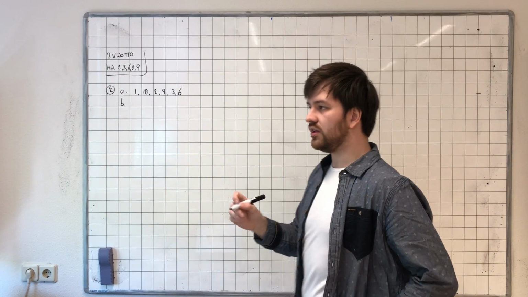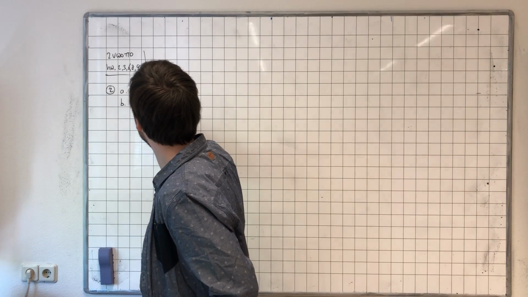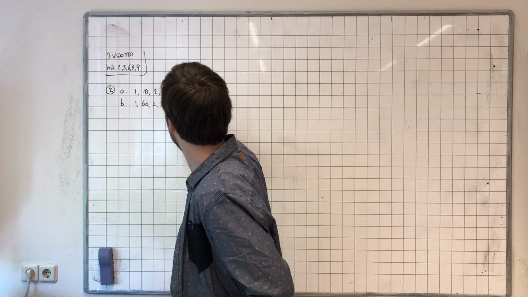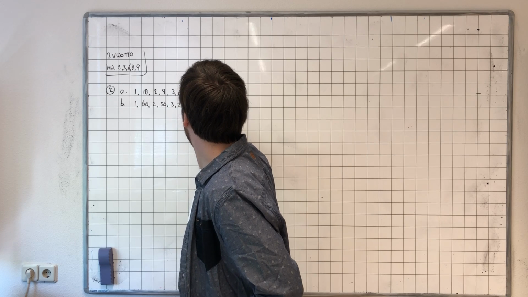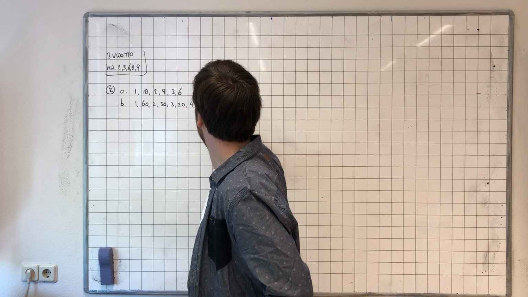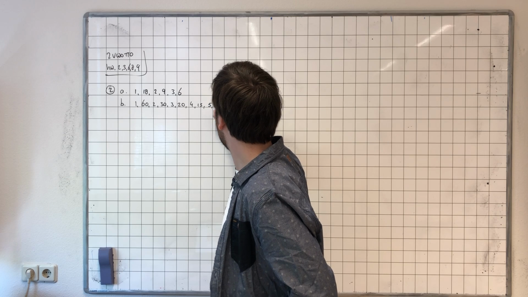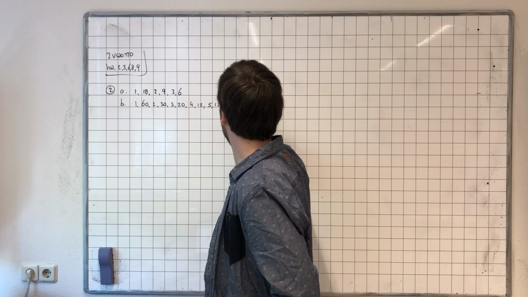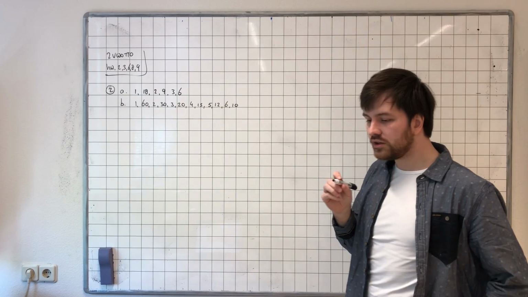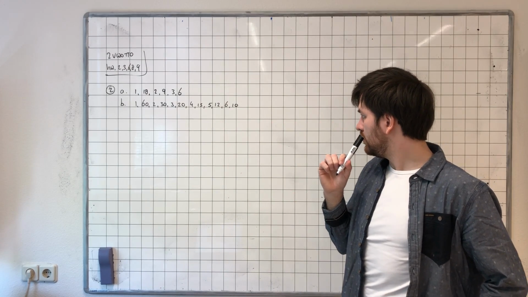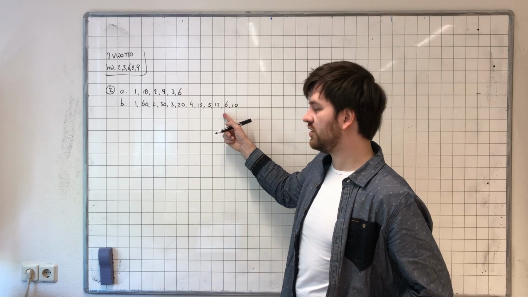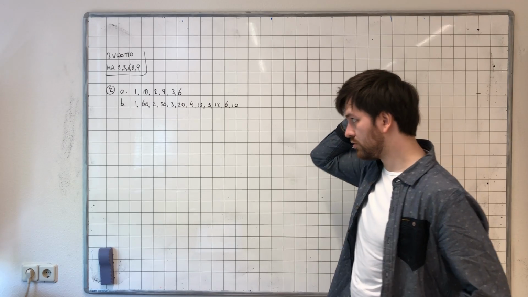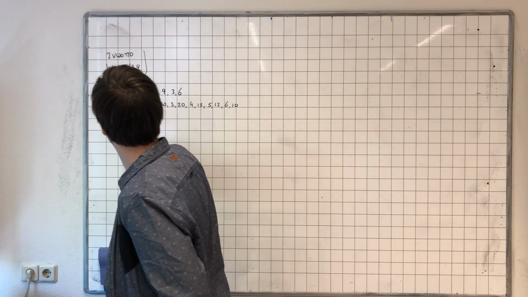The next one, 60. 1 times 60. 2 times 30. 3 times 20. 4 times 15. 5 times 12. And 6 times 10. So 60 has a whole lot of divisors. Am I forgetting one? 7 is not a divisor, 8 is not a divisor, and 9 is not a divisor. So these are all of the possible divisors.